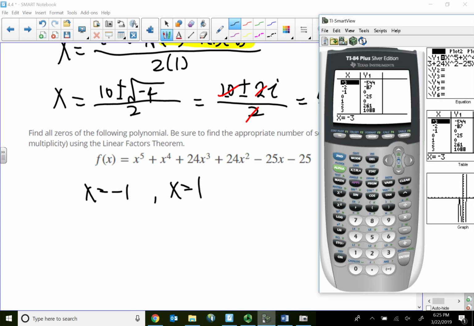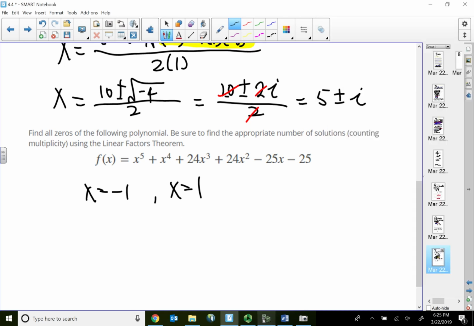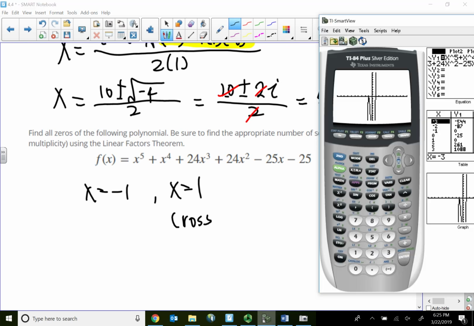So apparently, at 1, it crossed it. But what's going on at negative 1 right here? It looked like a negative, well, it is a negative 1 because I just saw it on the table. It crosses at 1, so let me investigate. To have negative 1 showing in the middle, I'm going to go from negative 2 to 0 on my window.